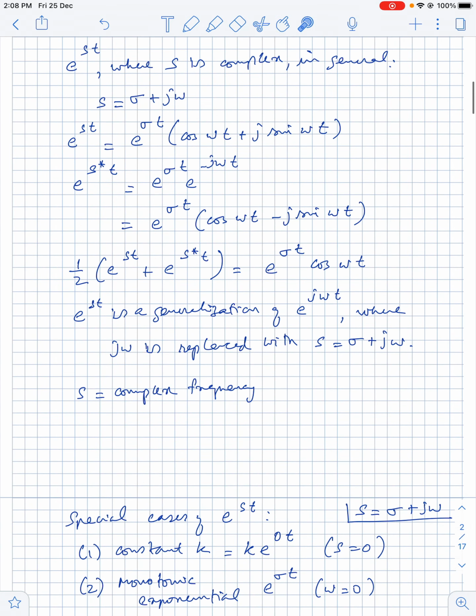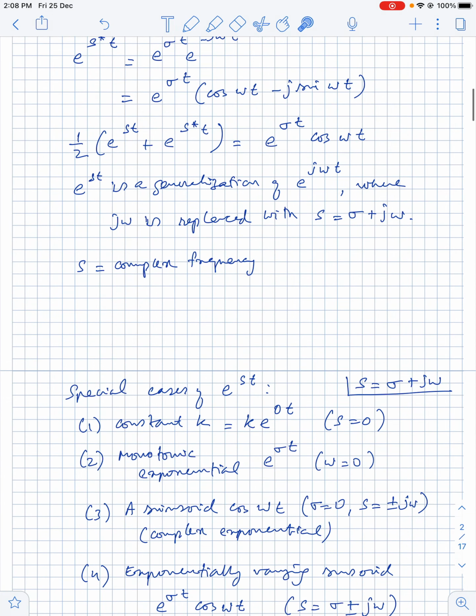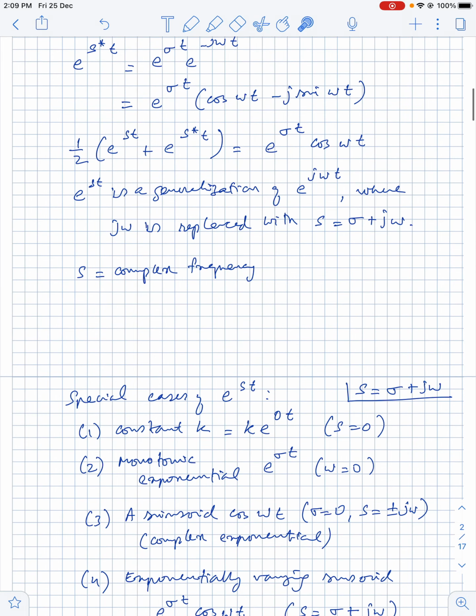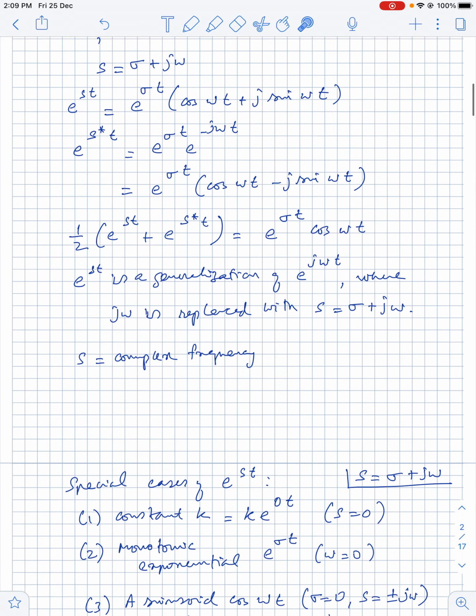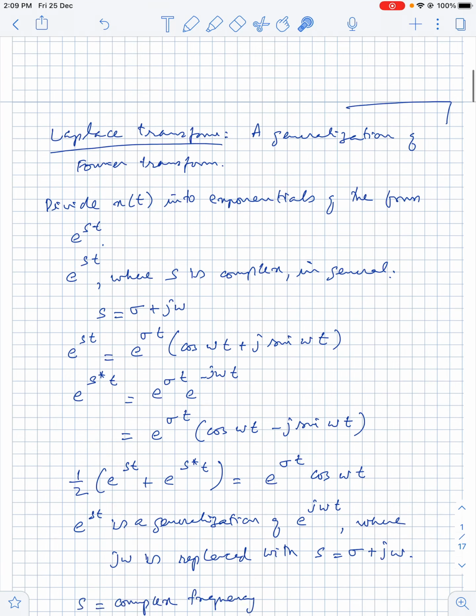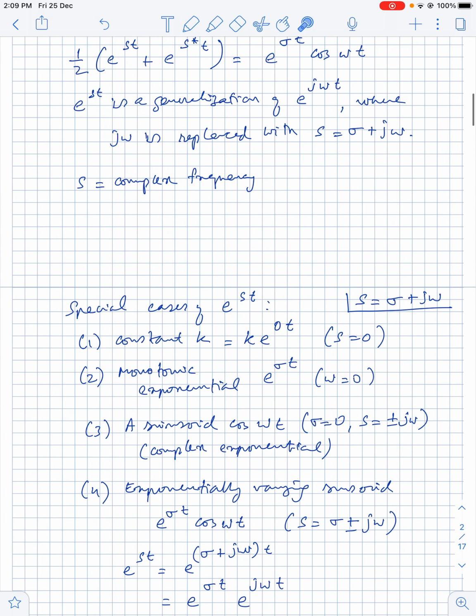Now that we started talking about e raised to st, let's see what kind of signals e raised to st can represent. Because we said that in the Laplace transform, we want to represent x of t in terms of e raised to st. Now we want to see what type of signals e raised to st can represent.